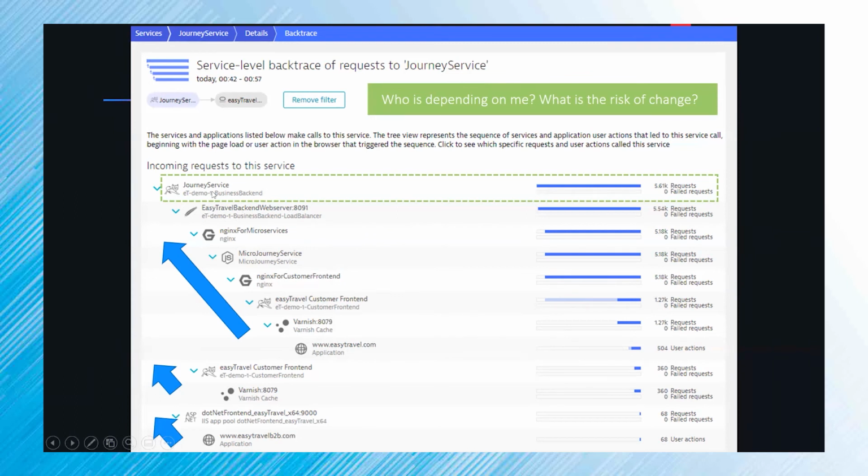So like you see here is journey service. Journey service is also associated to customer front end, is also associated to this .NET front end. All these are dependent services. So this kind of interdependency map is automatically built by the platform for each of your user journeys across the cloud environments out of the box.